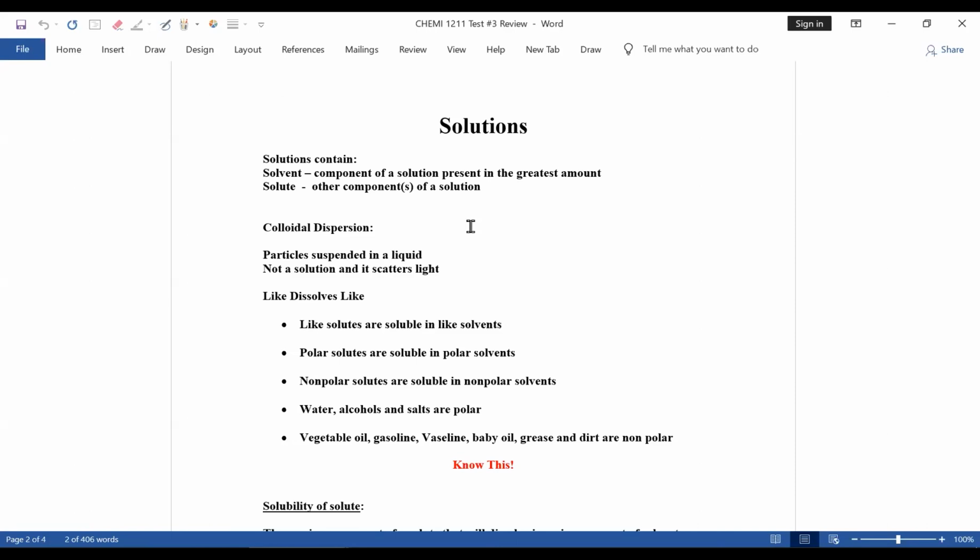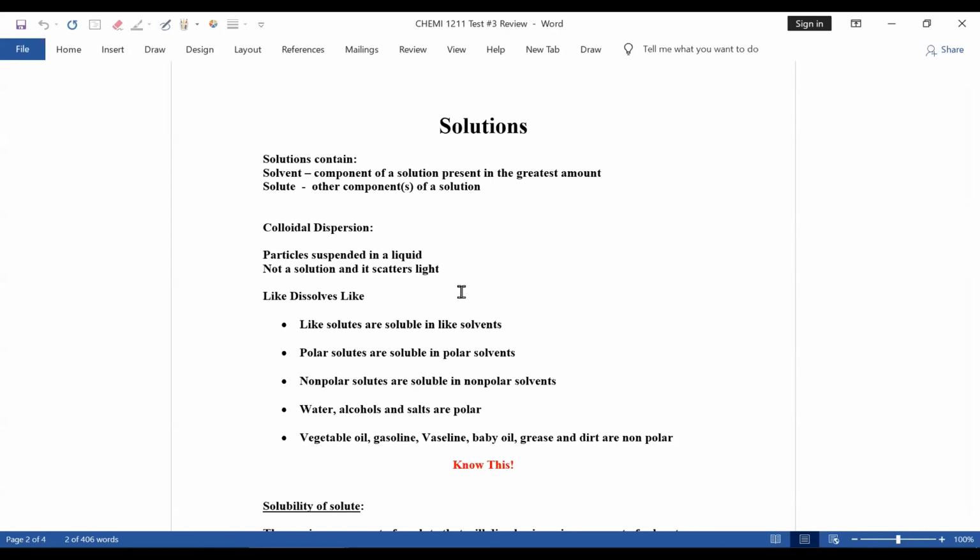Now, as you learned from today's lab, a colloidal dispersion is not a solution, and it scatters light because the particles are suspended in a liquid. Next, you also went over for today's lab, like dissolves like. And although most of the things I'll be teaching you, this is probably one of the more important things for your daily life.